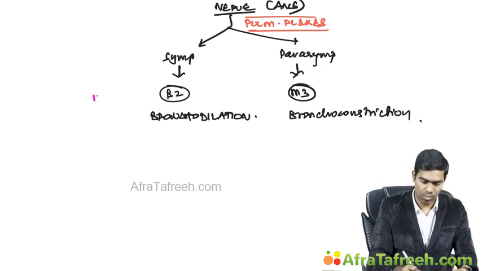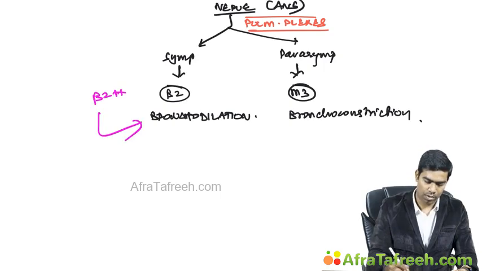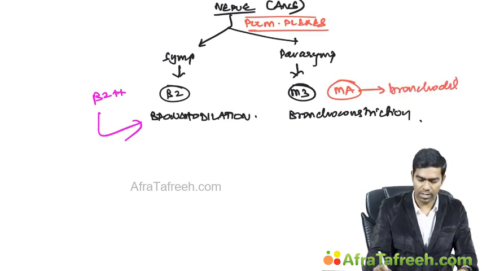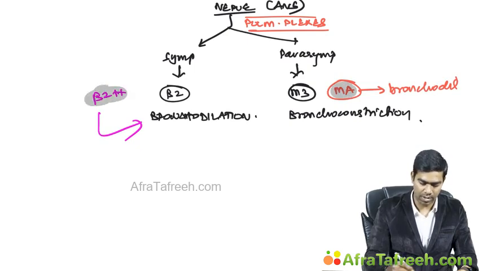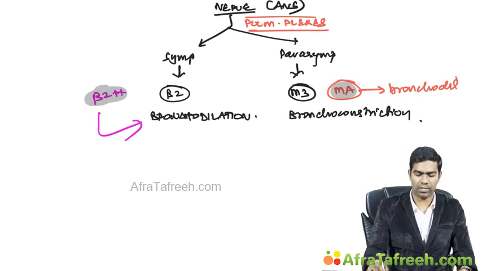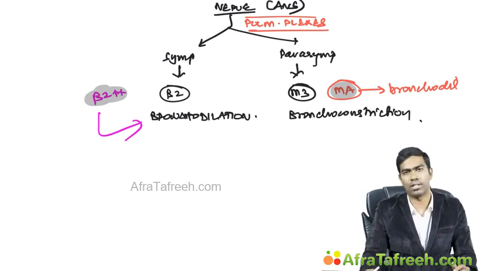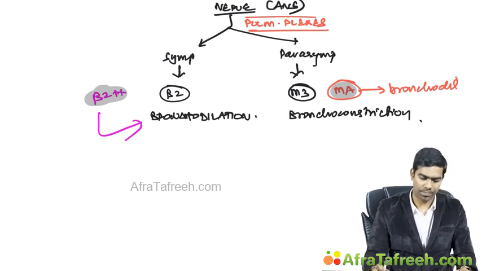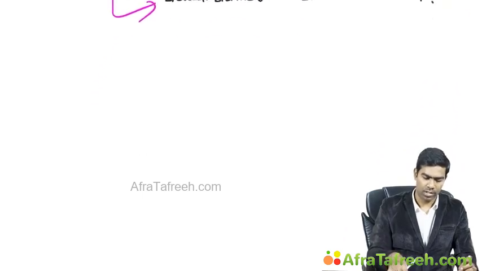That's why beta 2 agonists produce bronchodilation. Similarly, muscarinic antagonists again produce bronchodilation. Which means muscarinic antagonists as well as beta 2 agonists can be used as potential therapeutic targets for bronchodilation in a lot of conditions, including bronchial asthma and COPD. Anyways, these are the importance of the nerve supply to the bronchus, to the lungs.